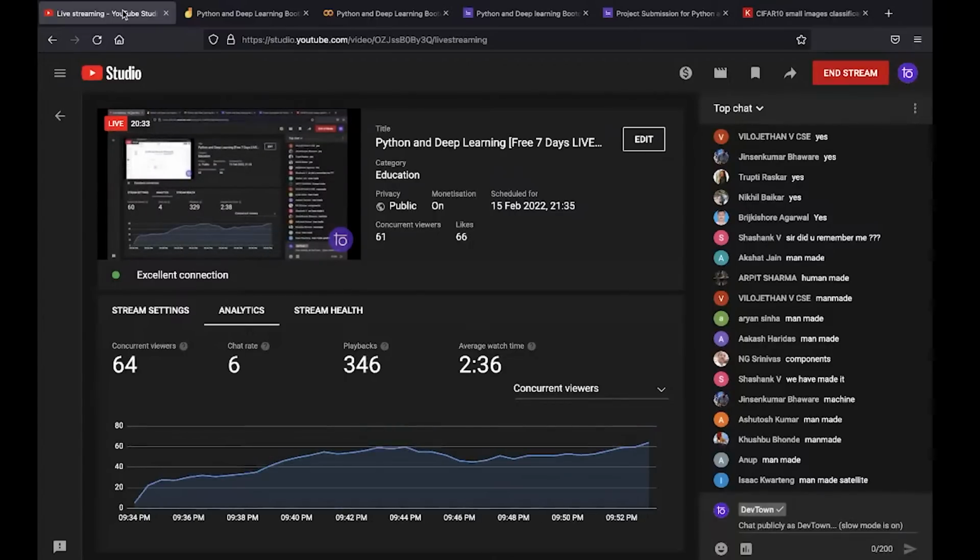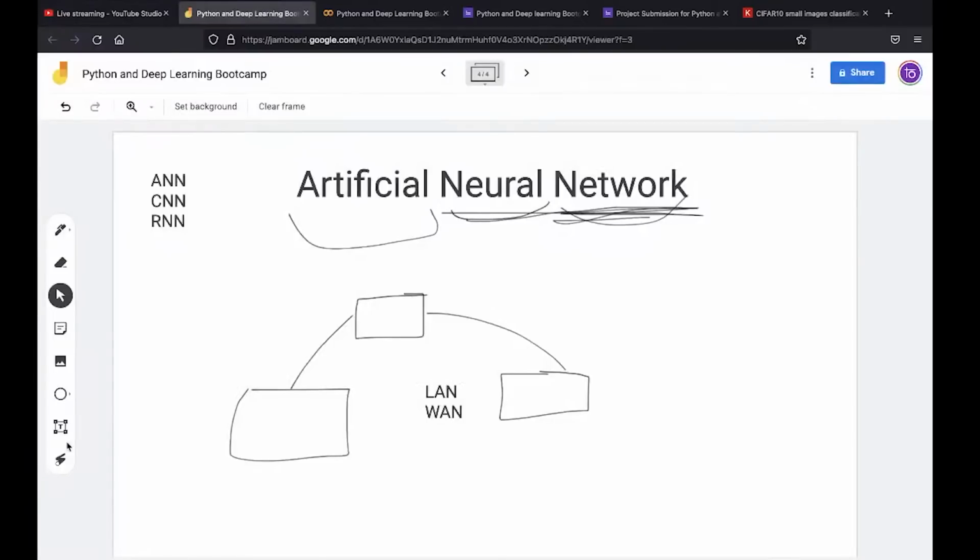When we say neural network, that means we have a lot of neurons that are going to make a network out of it, okay? So we are going to have neurons. Suppose this is one neuron, this is another neuron, this is another neuron, and so on. We are going to have a lot of neurons, and they are going to create a network. Now we're going to understand how exactly a neural network works.